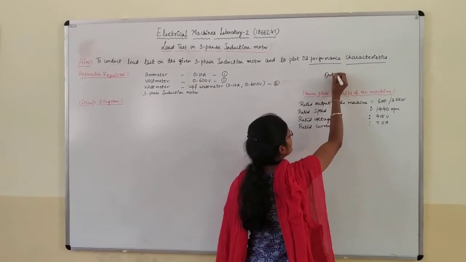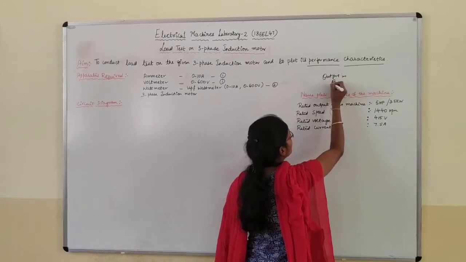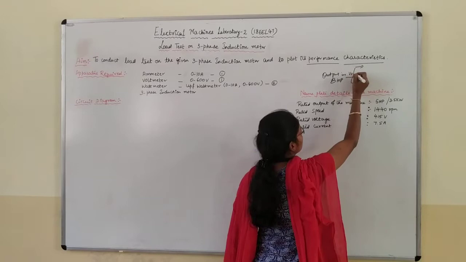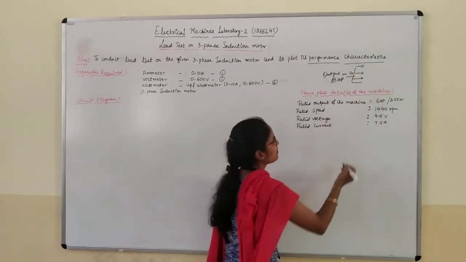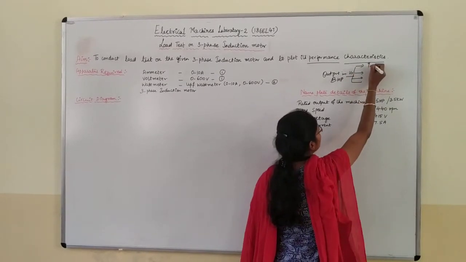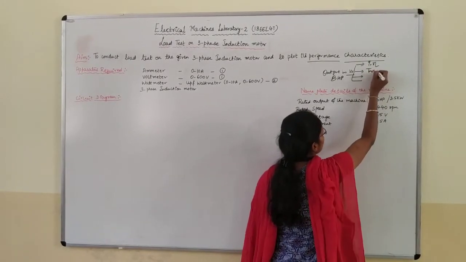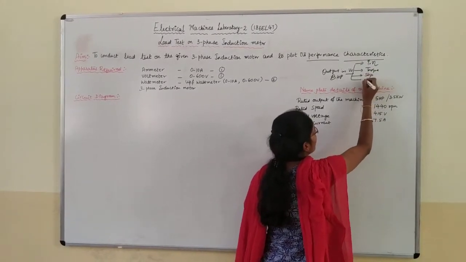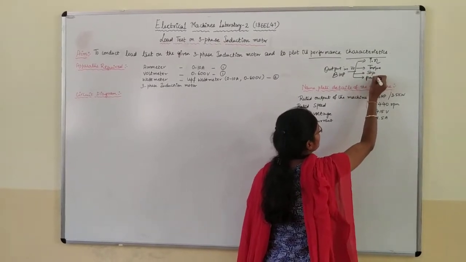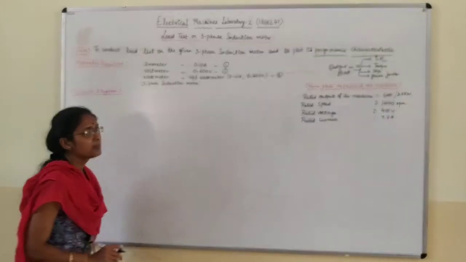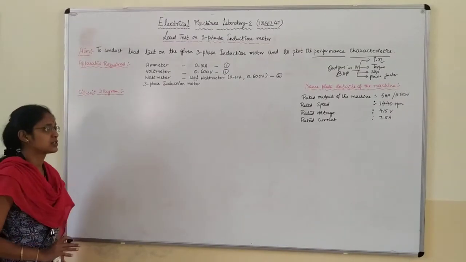the output in BHP, that is brake horsepower, versus the remaining parameters. What are those remaining parameters? How it is going to affect the efficiency, how it is going to affect the torque and slip, as well as the power factor. So these are the performance characteristics which you are going to obtain by conducting this test.